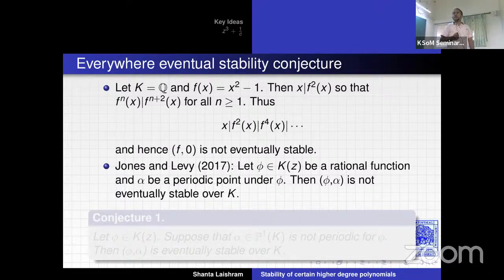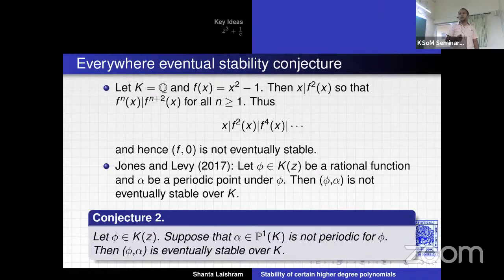Jones and Levy 2017 proved that if you start with a rational function over k and a periodic alpha, then phi, alpha is not eventually stable over k. Based on their work, the following conjecture was made. If alpha is periodic, of course, then phi, alpha is not eventually stable. What can you say about phi, alpha when alpha is not periodic? So basically, it was conjectured that this is eventually stable.